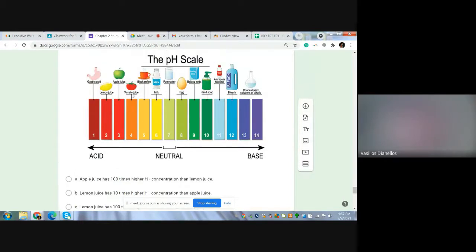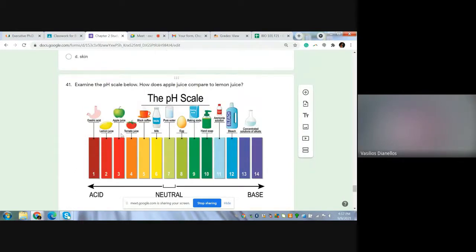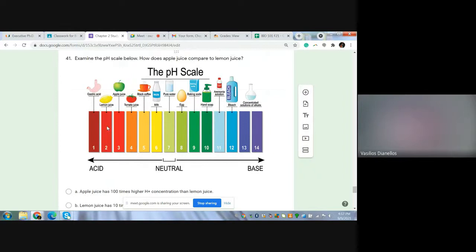So, excuse me, we're comparing apple to lemon, right? So we know because apple is higher than lemon. We know that apple is less acidic than lemon juice. We know that apple is more basic than lemon juice. We know that apple has a smaller concentration of H plus ions than lemon juice. We know that apple has a higher concentration of OH minus ions than lemon juice. So all those different ways of saying the same thing. So any questions about number 41?